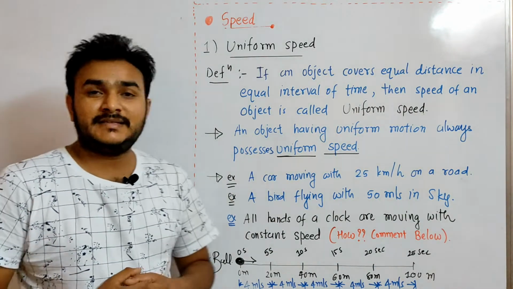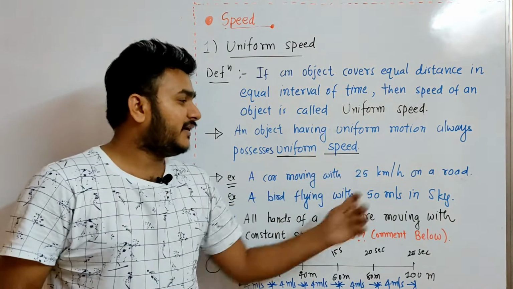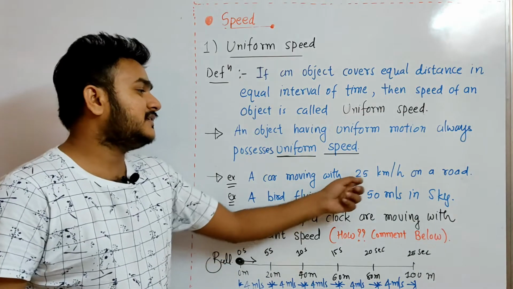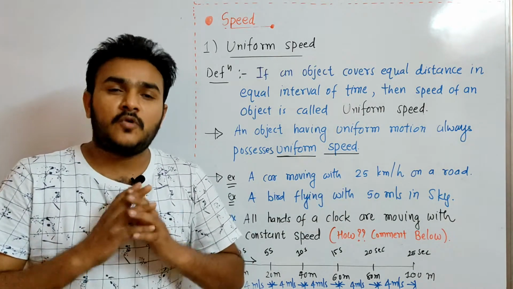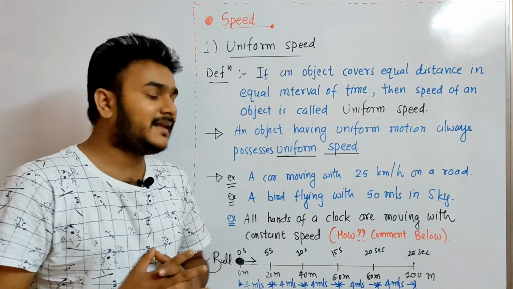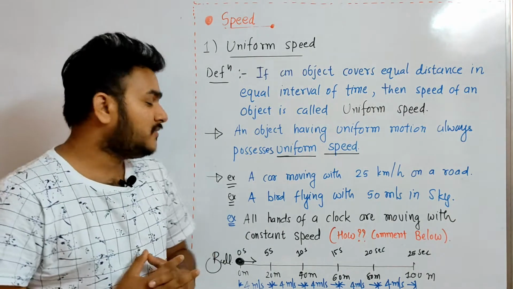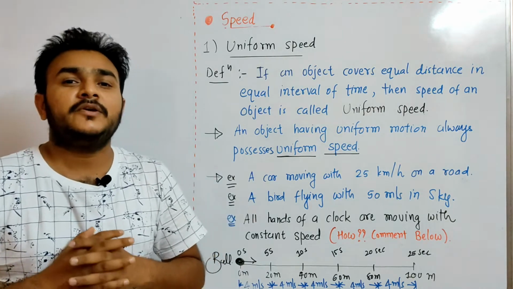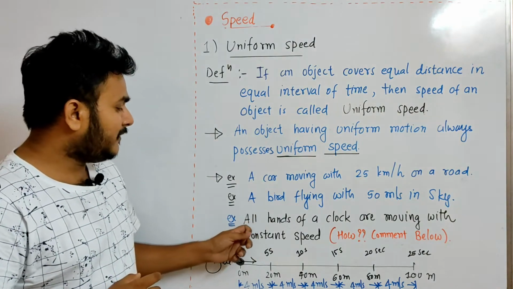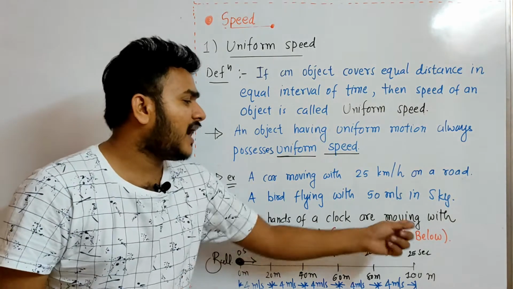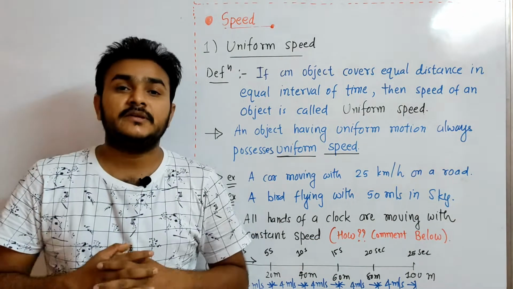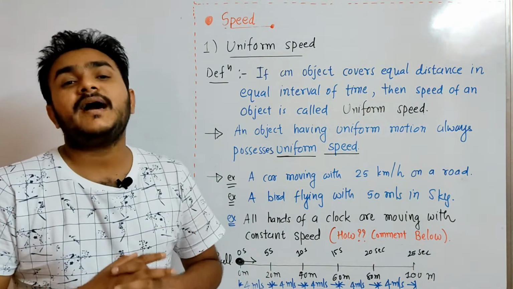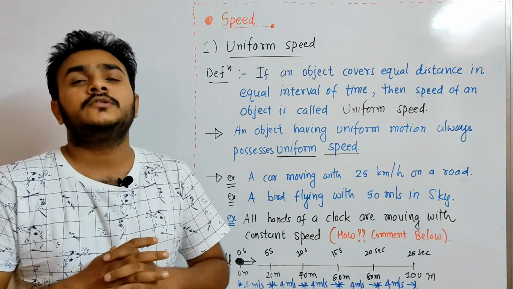Now let us see some examples. A car is moving at 25 km per hour on a road. If the car is moving on a straight road and its speed is 25 km per hour constant for some interval of time, then it is said to have uniform speed. A bird flying at 50 meter per second in the sky is a good example of uniform speed. Another example is that all hands of a clock are moving with constant speed. So all the hands, the minute hand, second hand and hour hand, are all moving with constant speed throughout the clock.